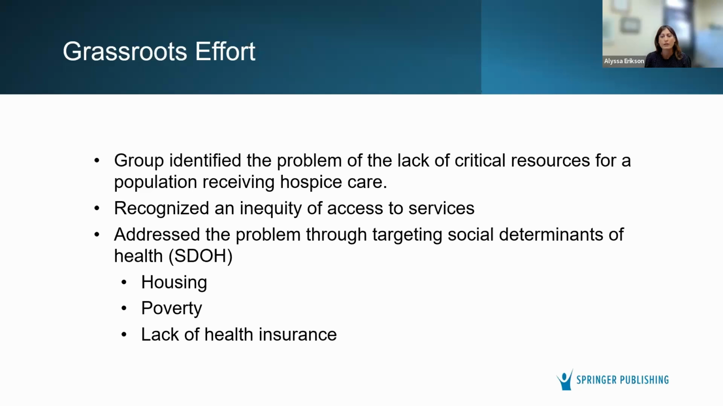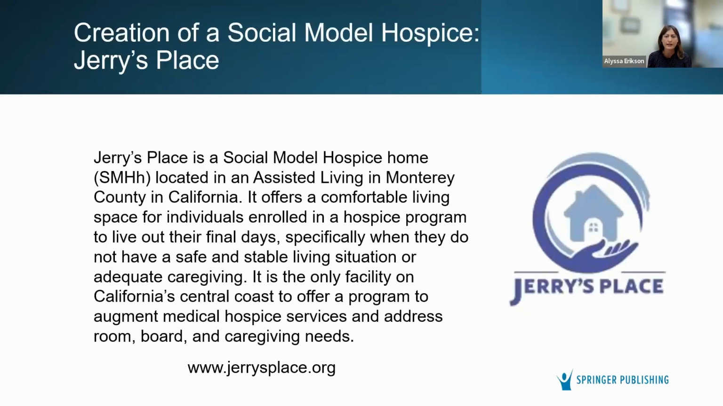Really looking at how we could provide housing and caregiving for people at the end of life and addressing it through social determinants of health, housing, poverty, and lack of health insurance, which would cover care. So through these efforts, we learned about the Social Model Hospice Home, and we established Jerry's Place.